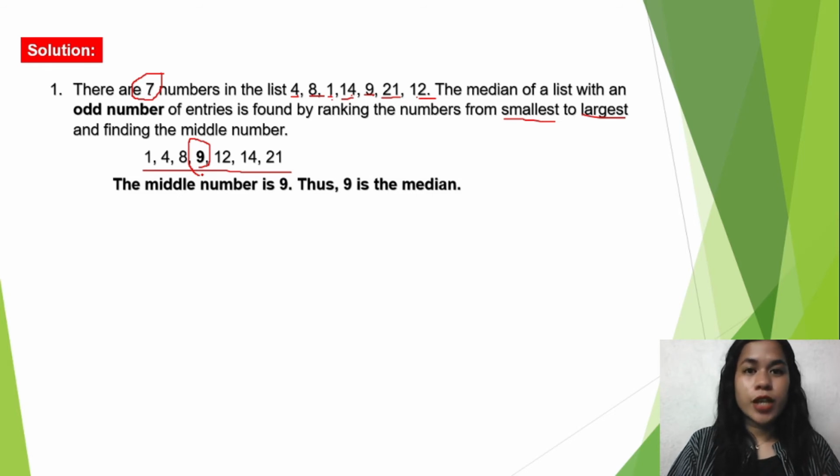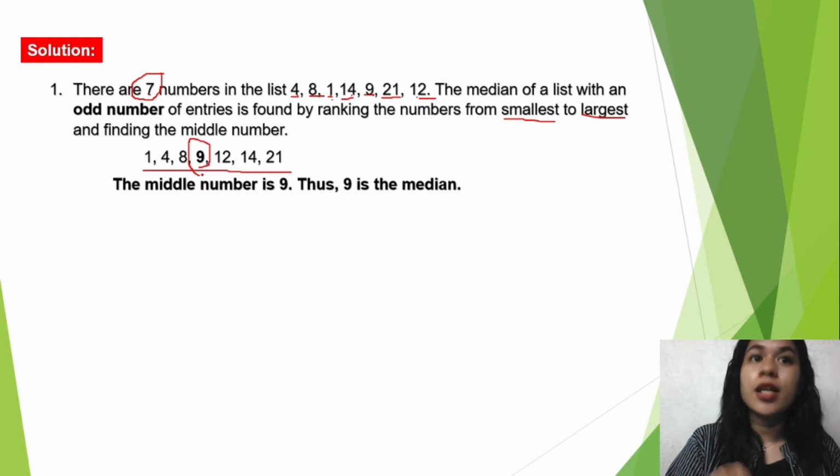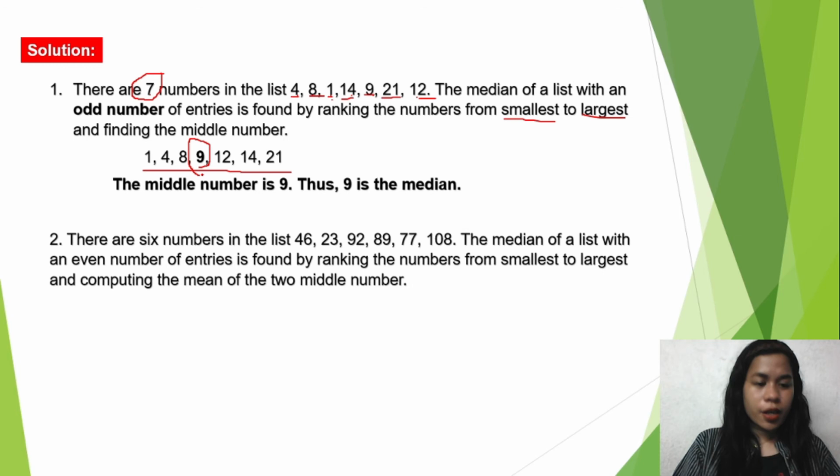So, ganun lang po siya kadali. If the given list is odd, arrange them from smallest to largest and get the middle number of that given set of data. And for number 2, there are 6 numbers in the list. We have 46, 23, 92, 89, 77, and then 108.